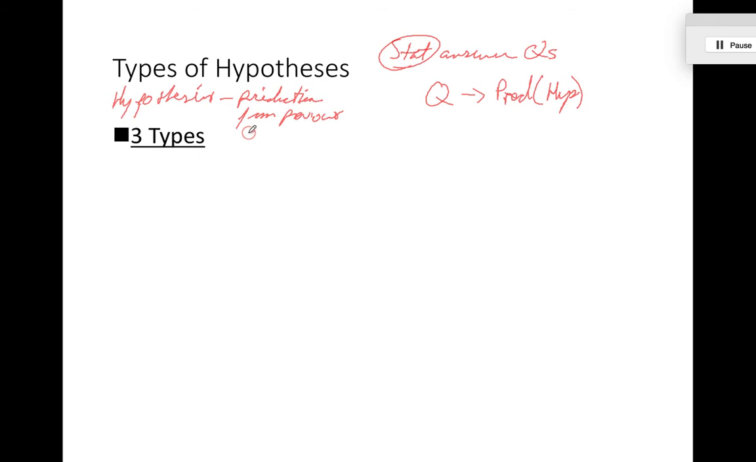Okay? Now, what does that mean? A prediction based on previous evidence essentially means the following. We already have people who've been doing research in our given area. Now here, I'm not saying you're going to be replicating their work, right? That's what I'm not talking about.